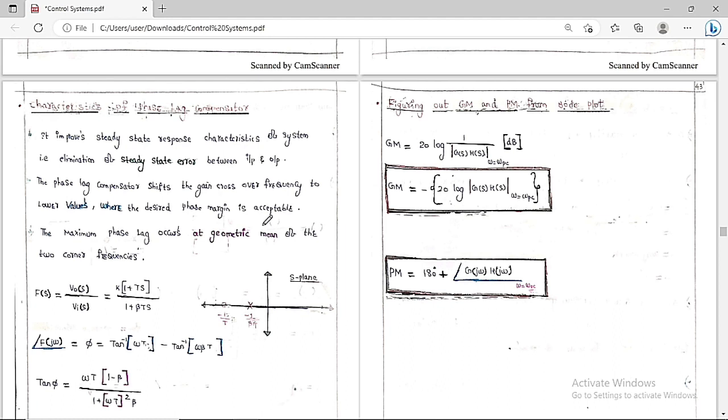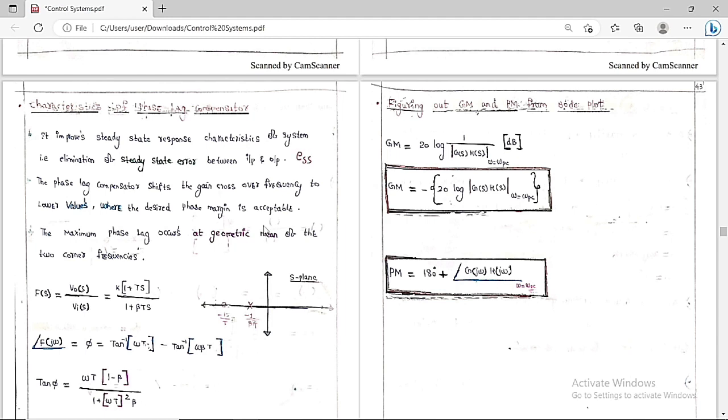I've already told you the phase lag compensator is always going to improve the steady state characteristics of the system. It is going to eliminate the steady state error between the input and the output. So in simple words, with the help of the phase-lag compensator, we are going to improve the steady state response characteristics of the system, which means it is going to eliminate the steady state error between the input and the output.